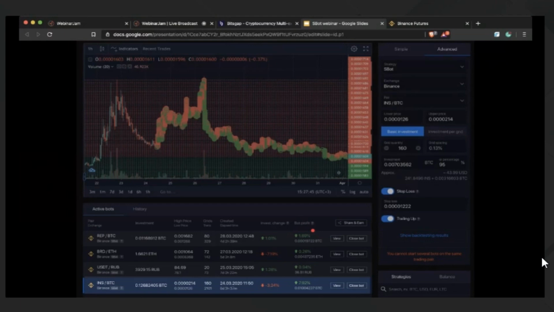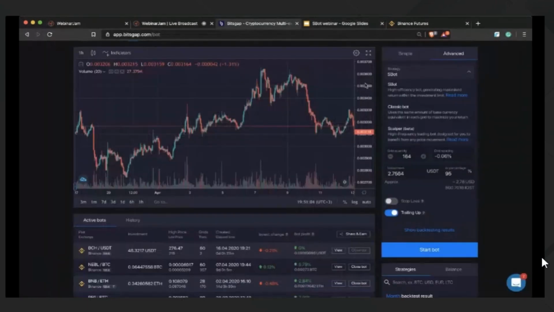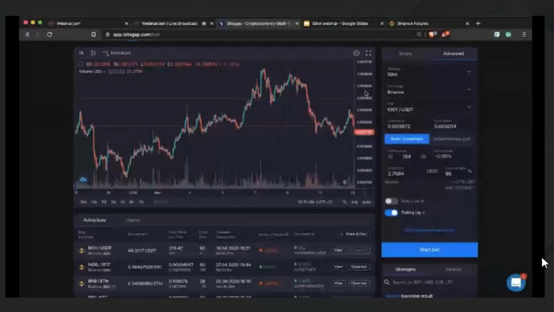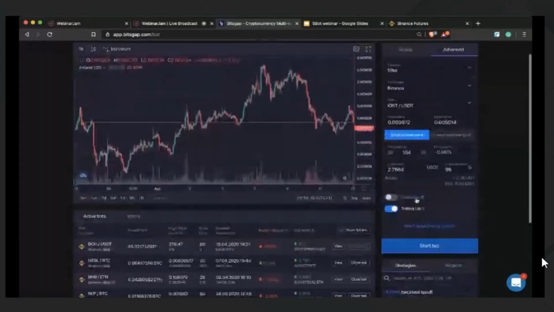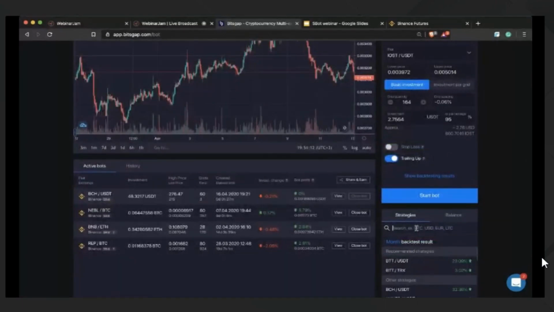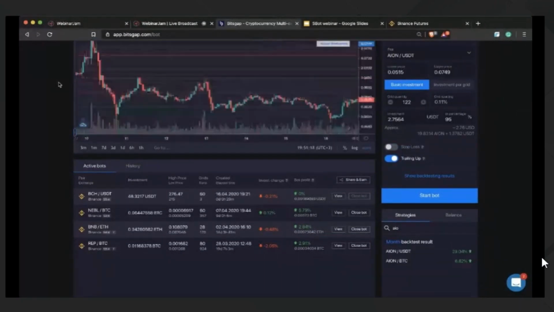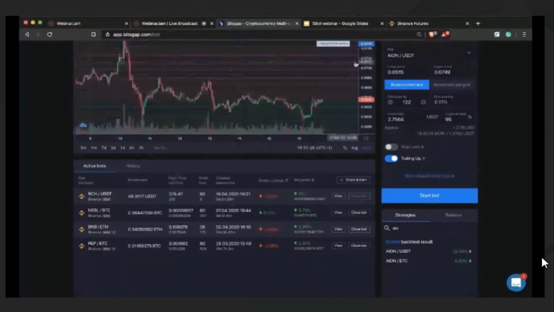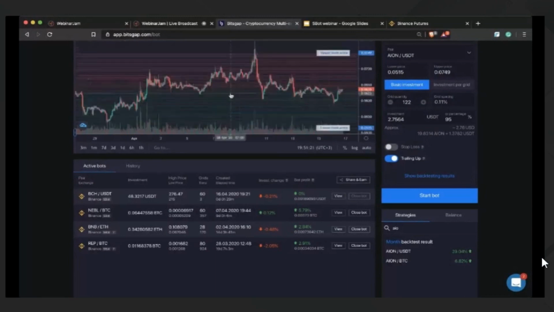Let me show you something else. Maybe some real case examples, just to tell you how to use the bot. Let's say, maybe ION trading to USDT.